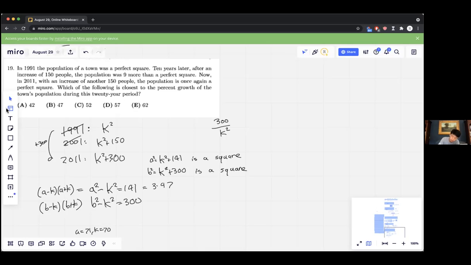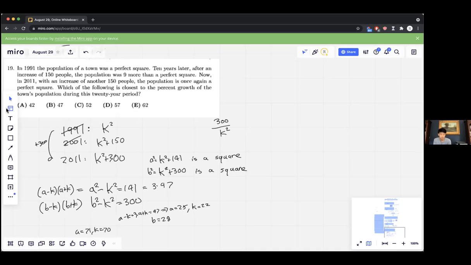And then the other choice is when a minus k equals 3 and a plus k equals 47, which means that a equals 25 and k equals 22. And then in this case, when we plug this back in, we can actually get a value of b. There's a value of b that works here, which is 28.